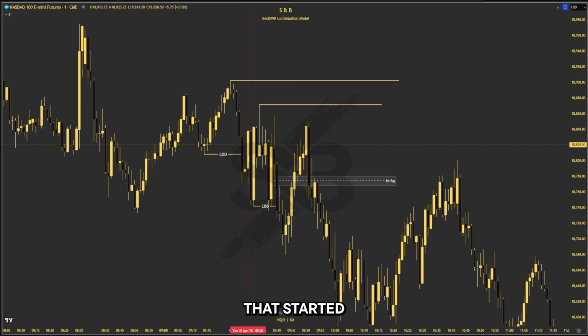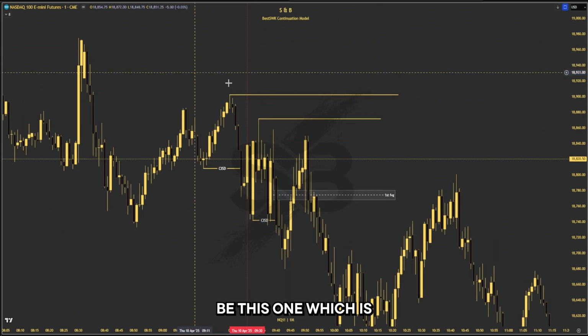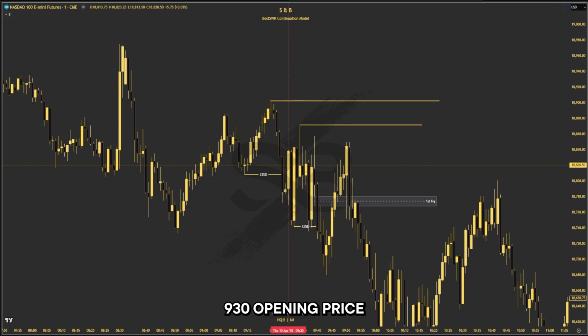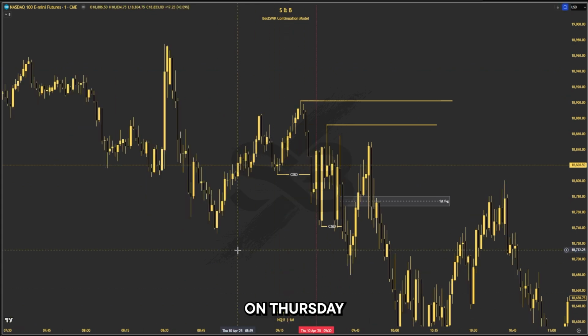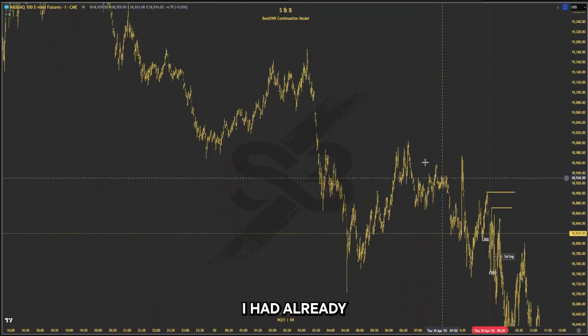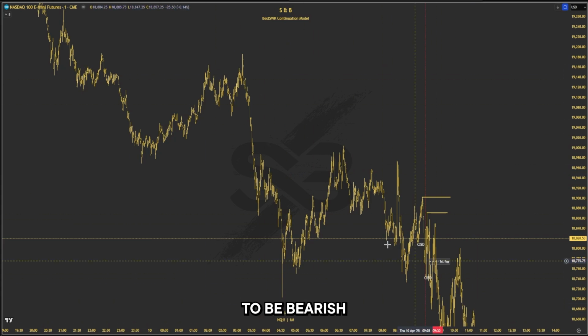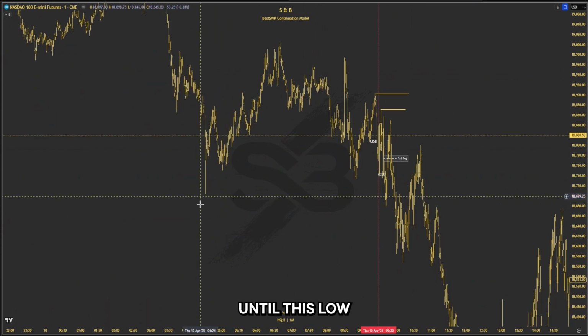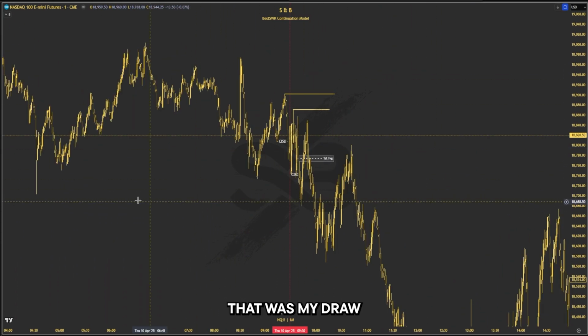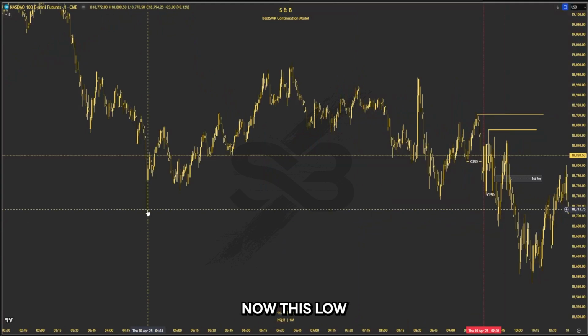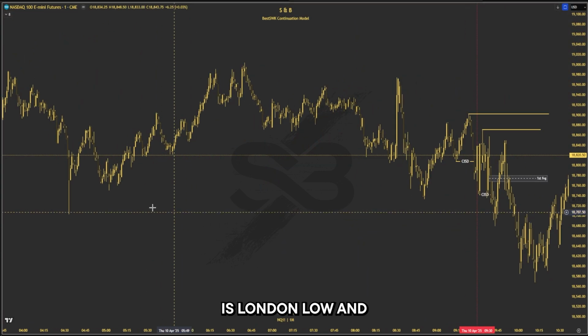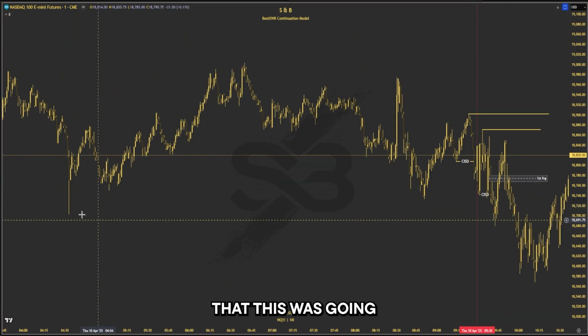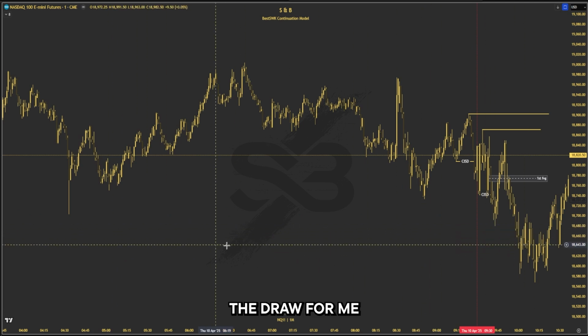The first trade that started the streak is going to be this one, which is 930 opening price on Thursday. I had already made my choice that I was going to be bearish for at least some time until this low was taken out. That was my draw on liquidity. Now this low is London low. And I just had reasons to think that this was going to be really the draw for me.